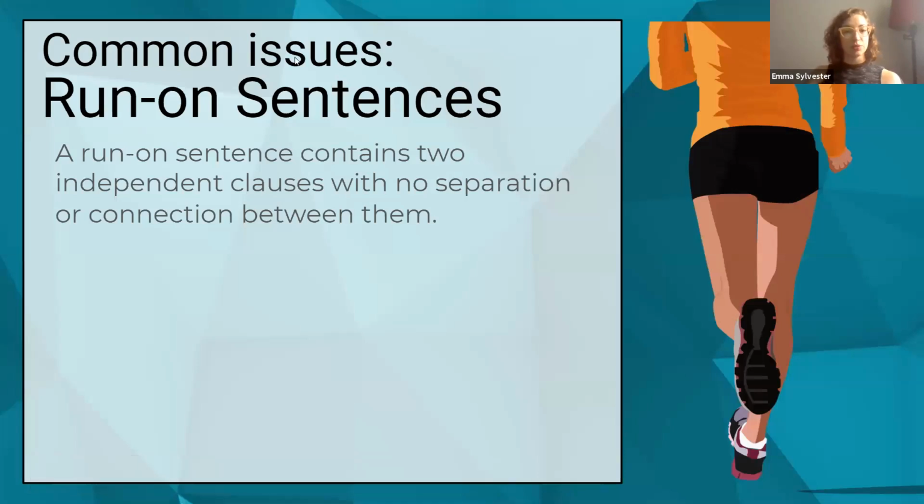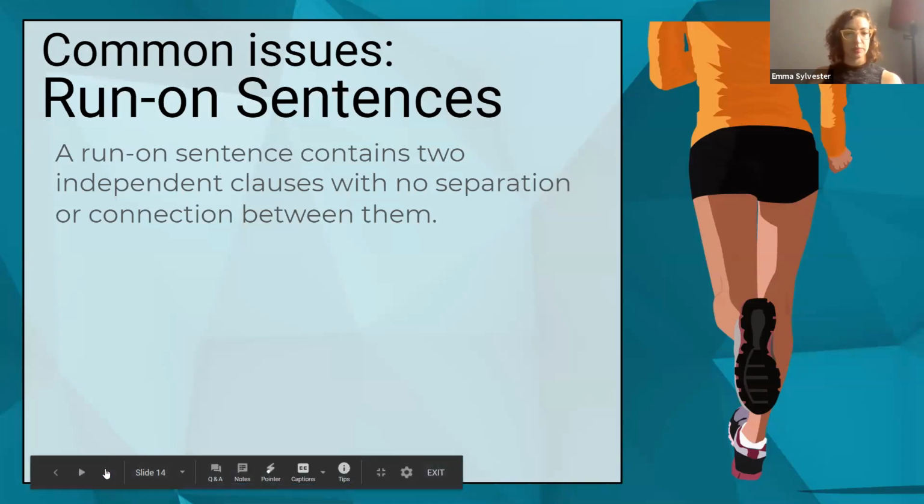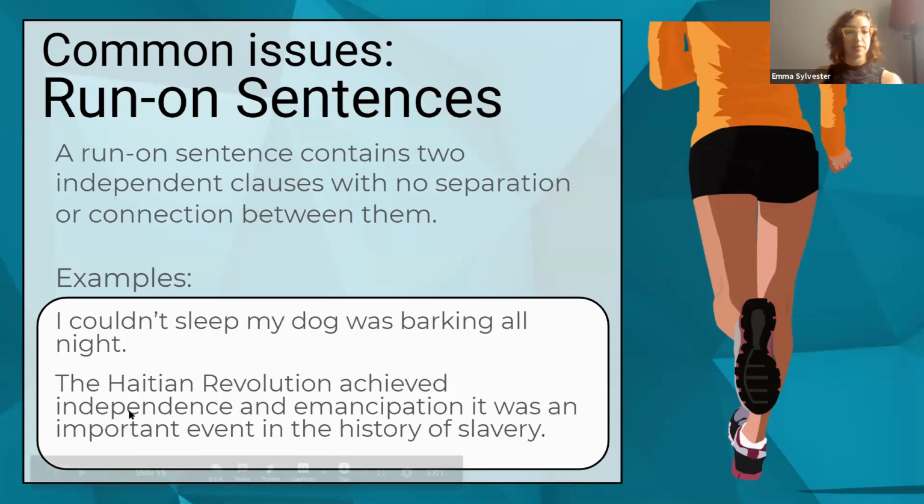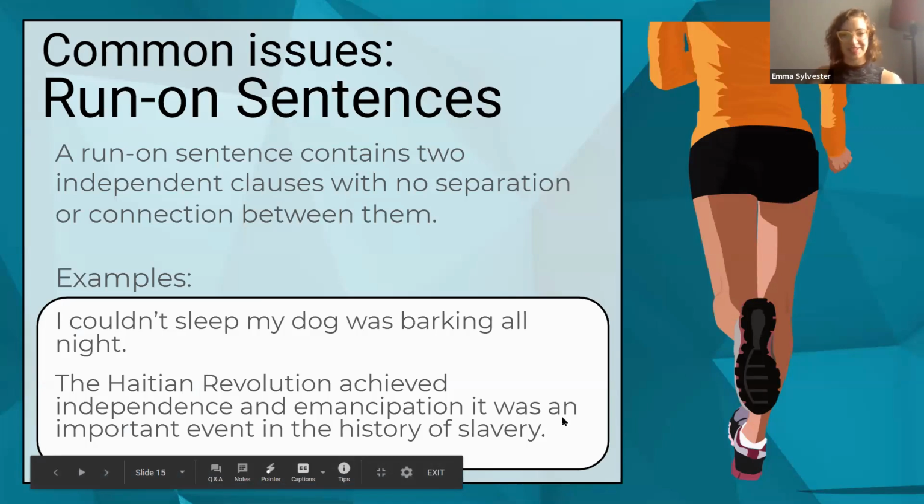So common issues within sentence formation and clause connection are run-on sentences. A run-on sentence contains two independent clauses with no separation or connection between them. An example here: I couldn't sleep, my dog was barking all night. The Haitian Revolution achieved independence and emancipation. It was an important event in the history of slavery. It's a bit clearer with the second one there because that's a very long phrase, and so we can see that it should be broken up.